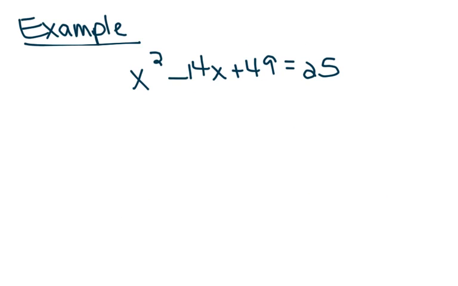Now on your own, I want you to try this example. x squared minus 14x plus 49 equals 25. I claim to you that this is a perfect square trinomial, so all you have to do is factor it, like I did in the previous problem. Square root both sides. Don't forget the plus or minus sign. And then find the two solutions.